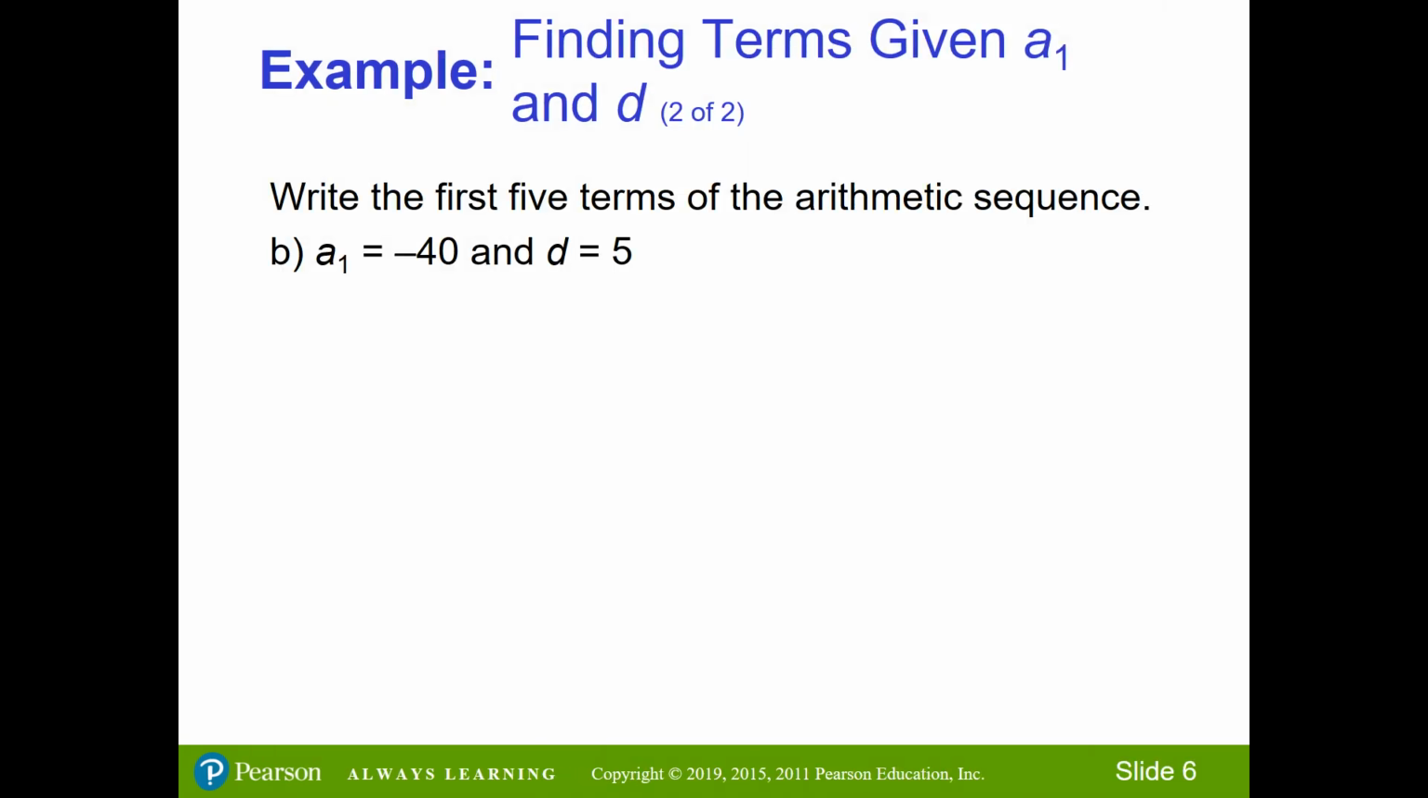Let's write the first 5 terms of the arithmetic sequence where A1 is negative 40. That's our first term, and the difference is 5. So I'm adding 5 to get the next term. Negative 40 plus 5 is negative 35. Then negative 30. If I add another 5, I get negative 25. Add another 5, we get negative 20, and there are our first 5 terms.